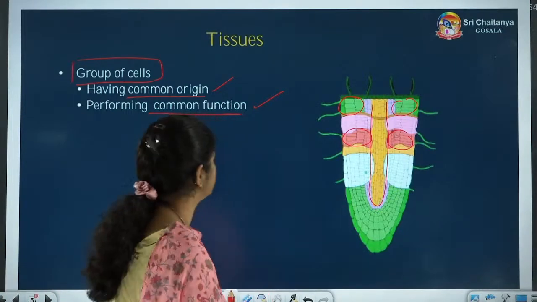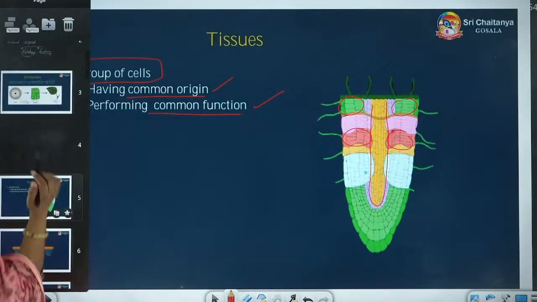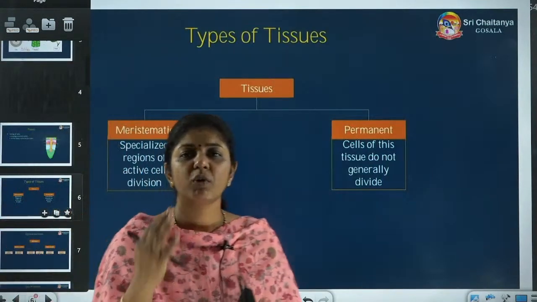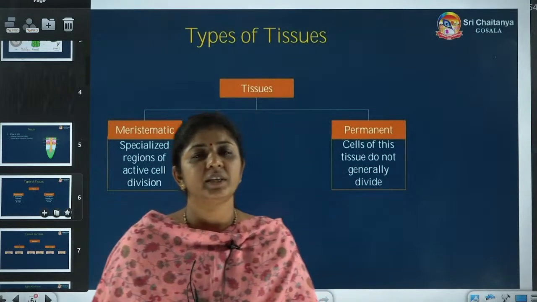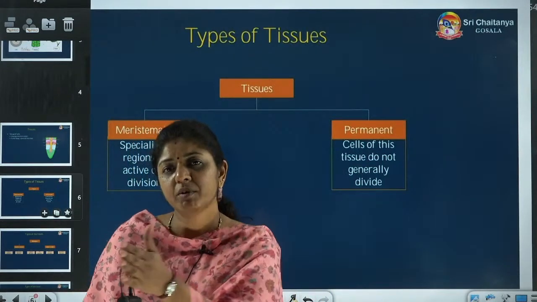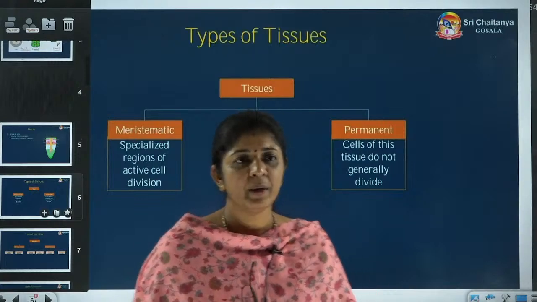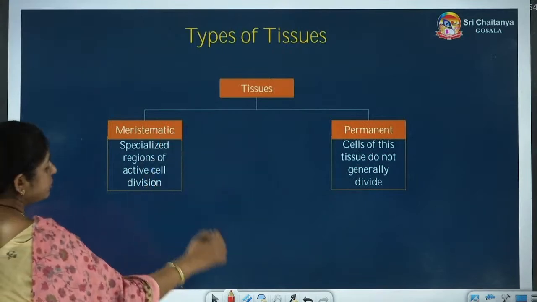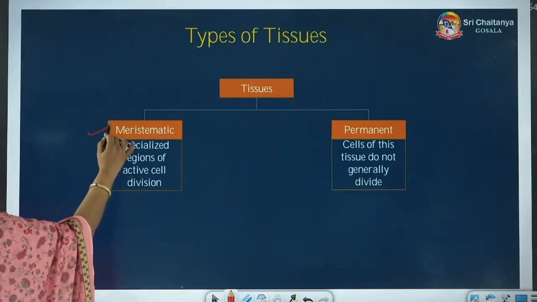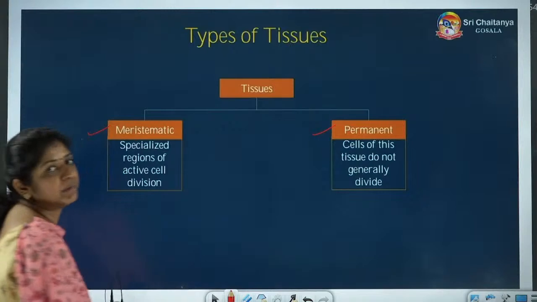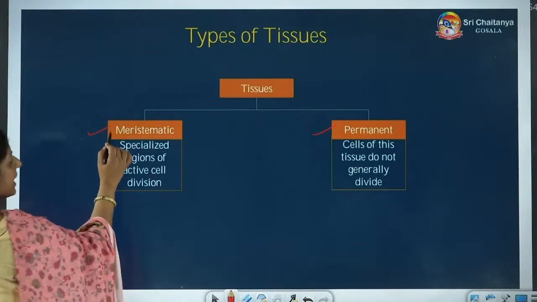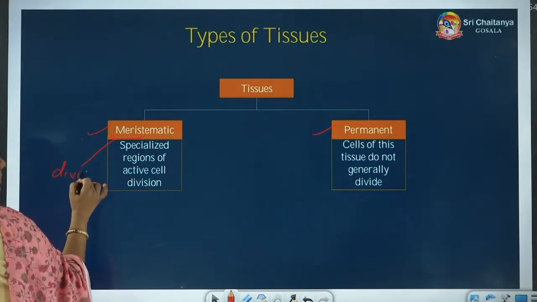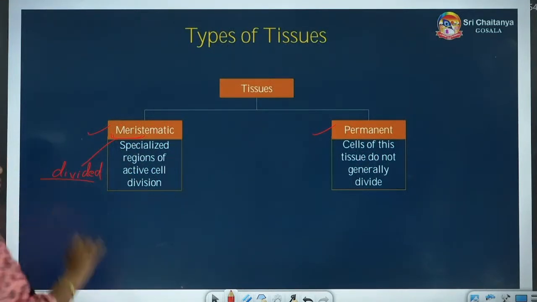Okay, fine. So we should continue with our topic now. Next is types of tissues. Let me remind you what we are learning. First of all, histology. Then gradually we will go to the anatomy part. So now in the histology part, tissues are of how many types? Basically two types, meristematic and permanent. Here the term meristo means what? Divided. It means the cells keep on dividing.